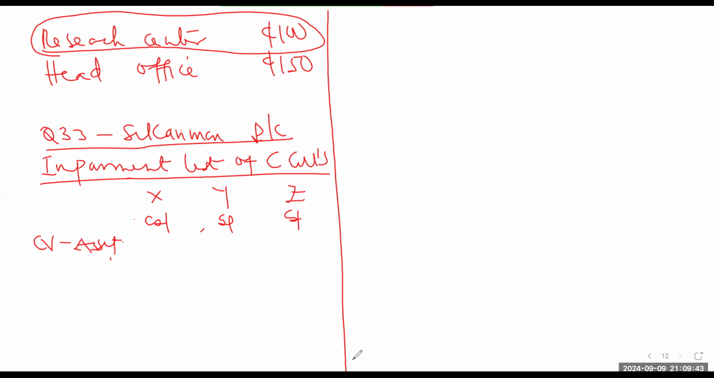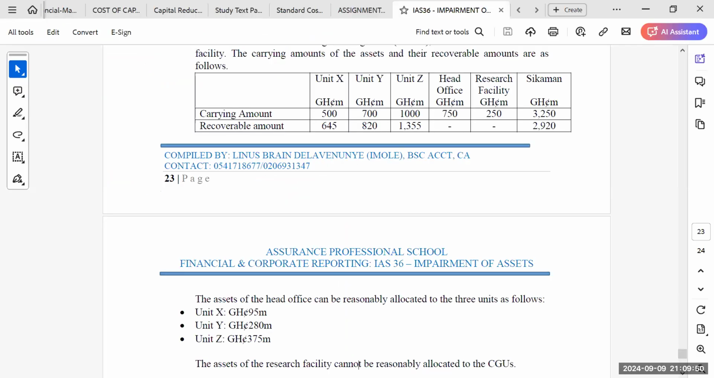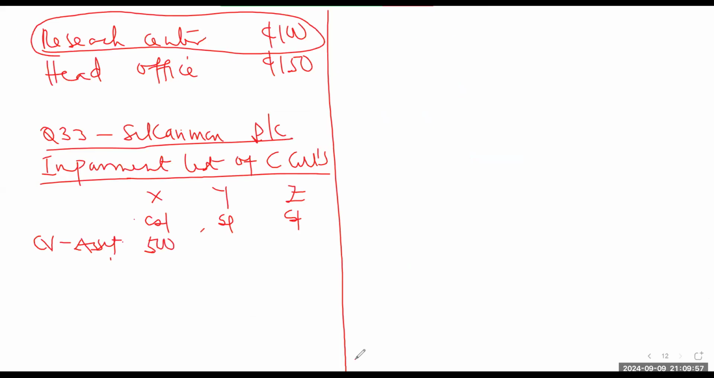Without a corporate asset, what is the carrying value of unit X? 500. Unit Y is 700, and unit Z is 1000. They are saying that the head office can be apportioned to them, isn't it? Yes. So they also own part of the head office. If they own a part of the head office, what will be the total value of the entity?